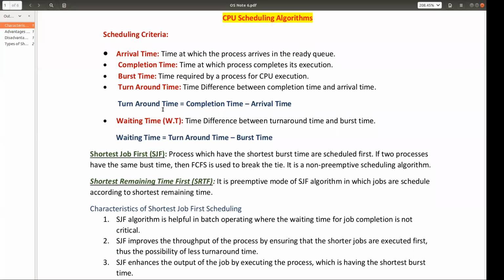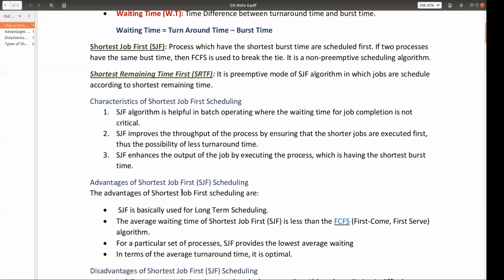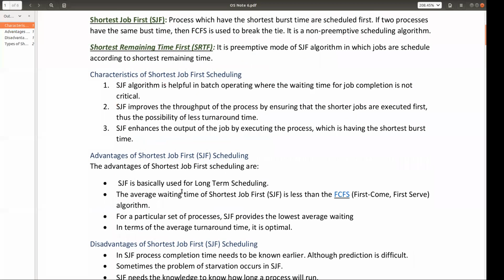Before going to that, let us discuss some of the characteristics of shortest job first scheduling. Here it is written that the shortest job first algorithm is helpful in batch operating systems, where the waiting time for job completion is not critical.